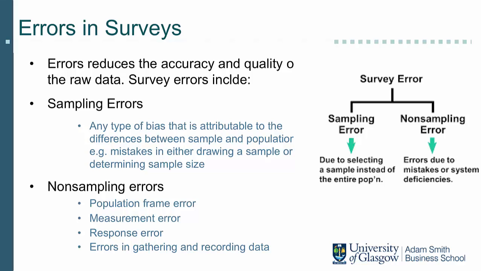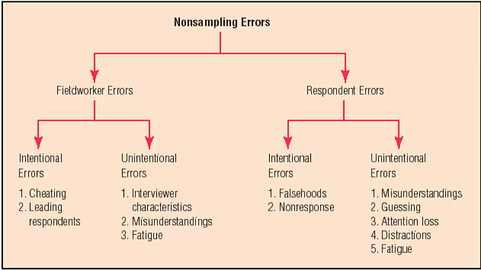Sampling errors occur because your sample will always be different from the population of interest. How much different depends on the type of sample you've used, the type of your sampling frame, and the size of your sample. The larger the sample, the smaller the error. The non-sampling errors include all the problems related to data collection and include fieldwork errors and respondent errors.